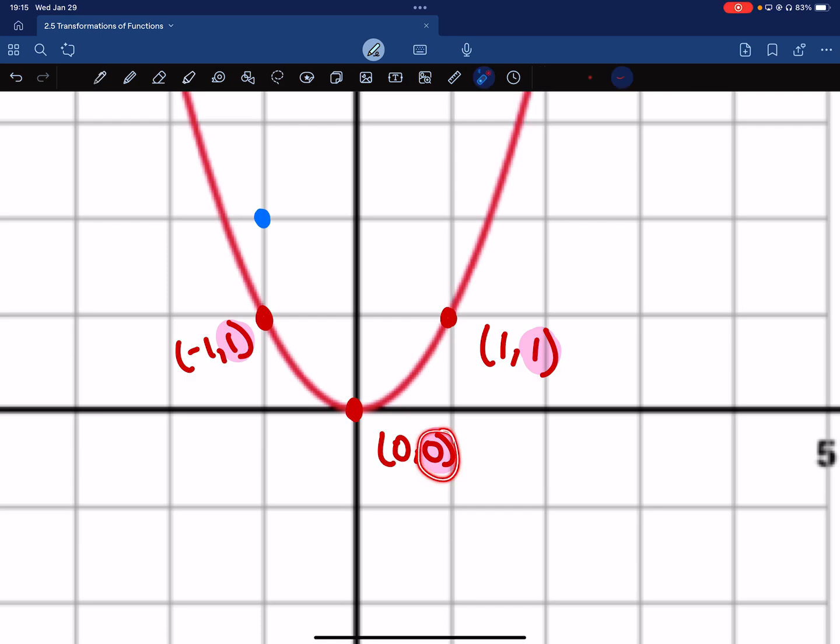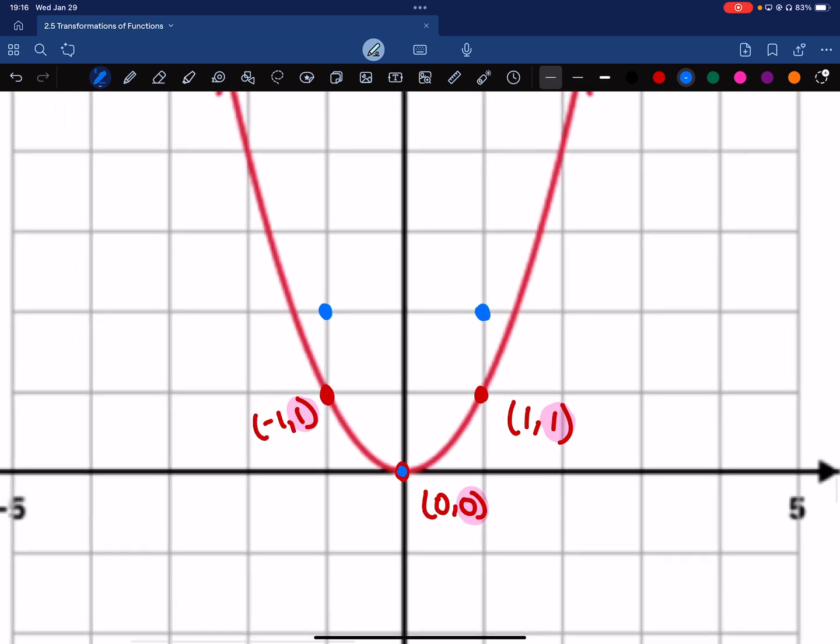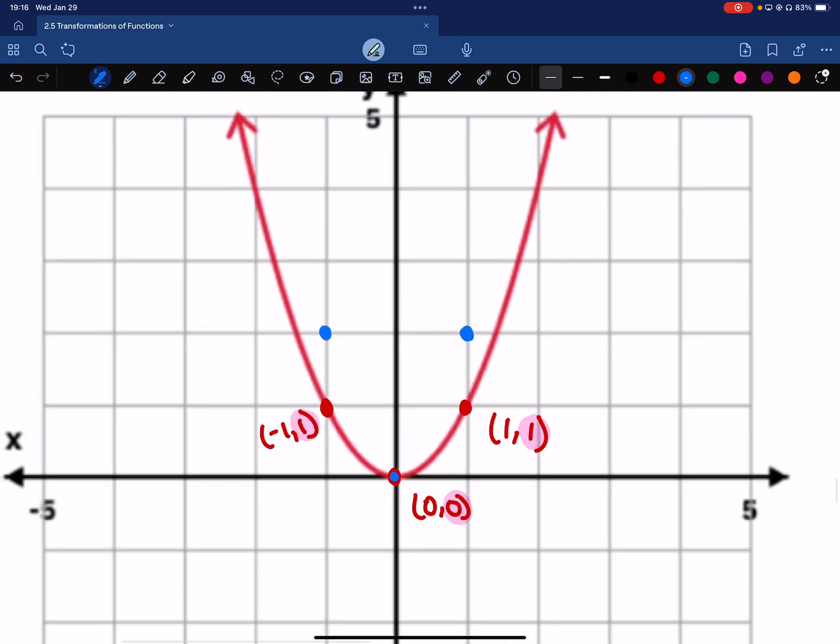When I multiply 0 by 2, I get 0. If we multiply this one times 2, we get 2. So we have a point right here. If we had other points on here, so we also have the point (2, 4), and we multiplied the y value by 2, we would have (2, 8). It's just not on our graph.